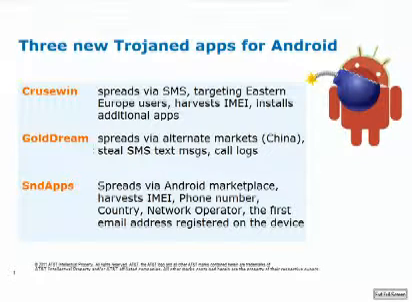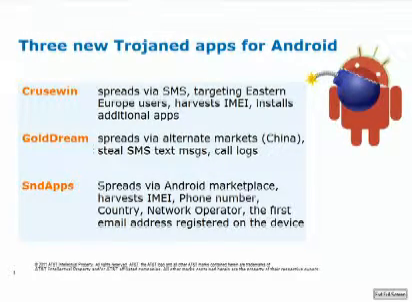So the 3 that we have: CruiseWin is the first. With that one, initially, you'll get an SMS text message directing you to go to a URL. When you go there, it will ask you to install an application. If you do that, then you're infected. Once it's installed, all it seems to do is harvest your IMEI, which is an individual identifier on your phone, and then it will install additional apps. I'm not quite sure if those apps are also more malware. I would hazard a guess they are, but I don't know that that's been determined yet.